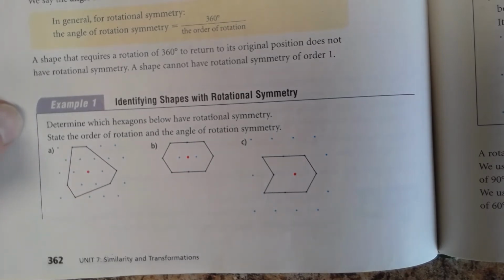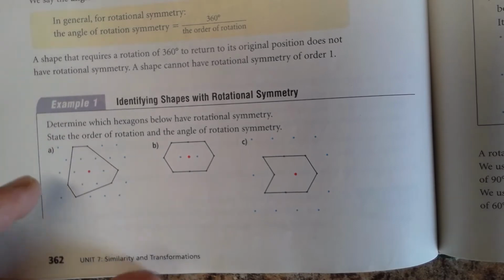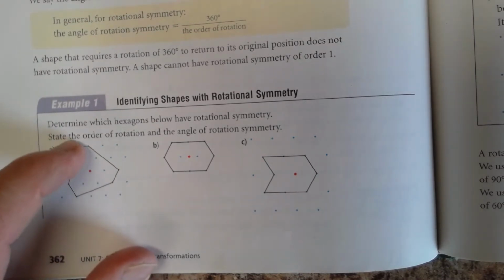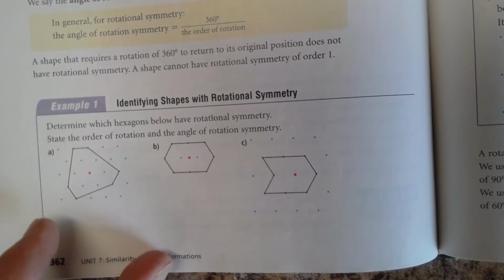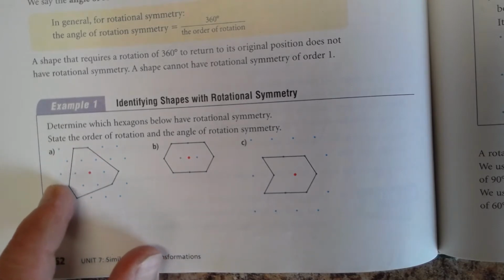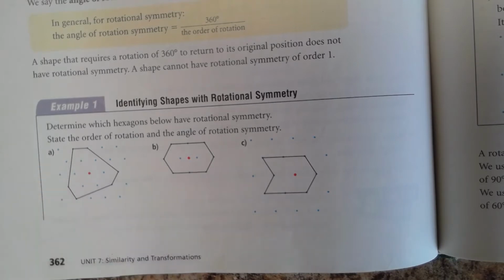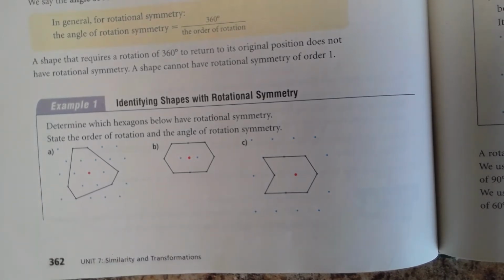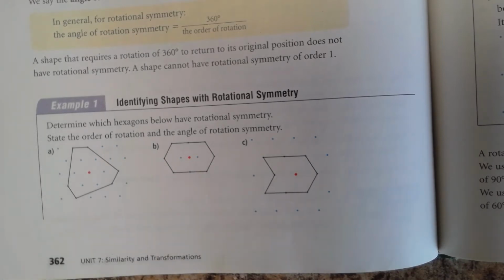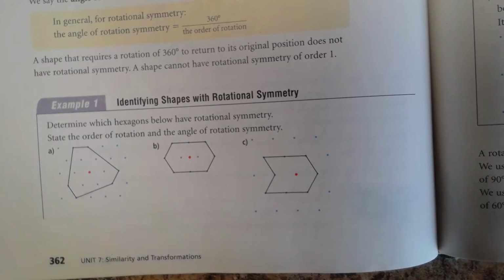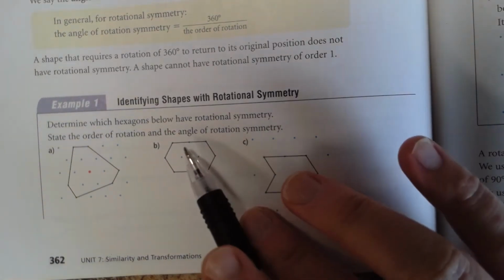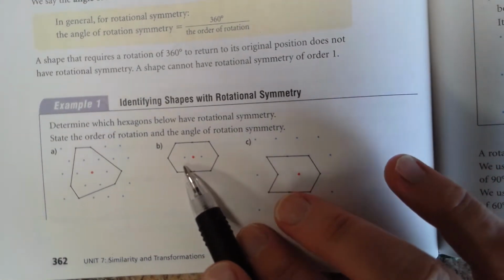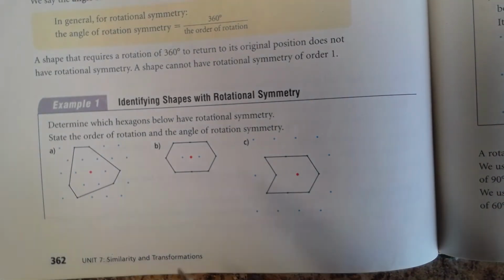So these are all 6-sided hexagons. Take a good look at this shape. As it turns, you can see this side here, and when it turns, it'll coincide here, and it should coincide here as well. So it should have a rotational symmetry of 3, which would make it 360 divided by 3, 120. This guy, if you begin here, you pretty well are going to have to rotate it all the way to the bottom before it coincides. So it's only going to coincide at the halfway point. So 360 divided by 2 would be 180.